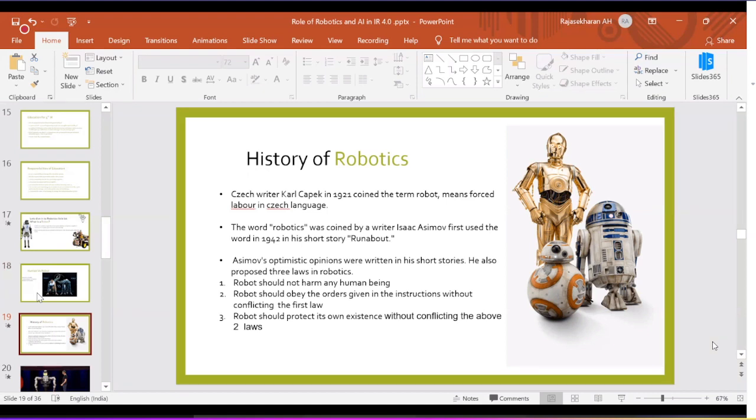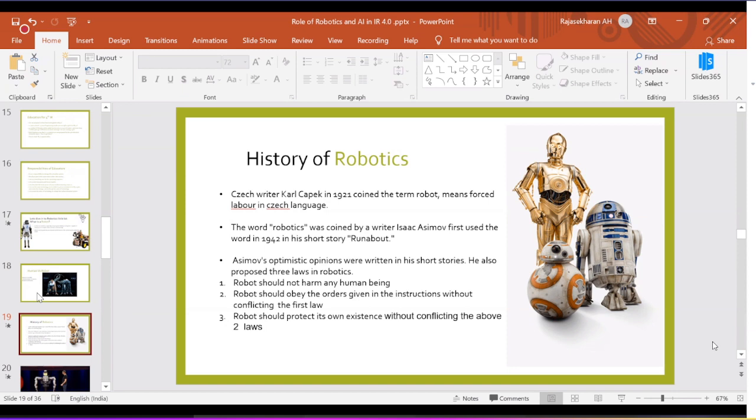And if you go back to history, in 1921, Karel Čapek coined the word robot, right? He started using the word robot in his short stories, and in his Czech language, robot means forced labor, right? Then Isaac Asimov started using the word robotics in his short stories. Then the movies started coming from these fictional stories, right?